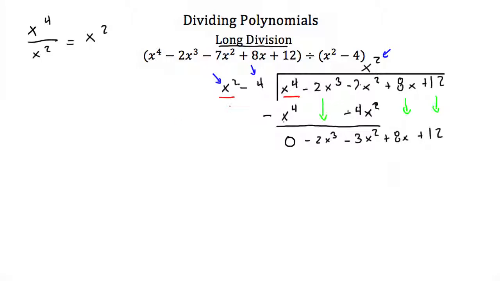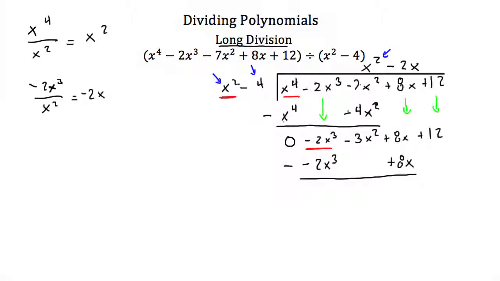Now the next step is to figure out what I have to multiply this x squared by to get negative 2x cubed. Well, negative 2x cubed divided by x squared is negative 2x. So I would have to multiply this x squared by negative 2x to get a negative 2x cubed. So since this is a single x, I write it over my single x column here, negative 2x. Then I multiply negative 2x by x squared, and I get negative 2x cubed. But I also have to multiply it by this negative 4. Negative 2x times negative 4 is a positive 8x.